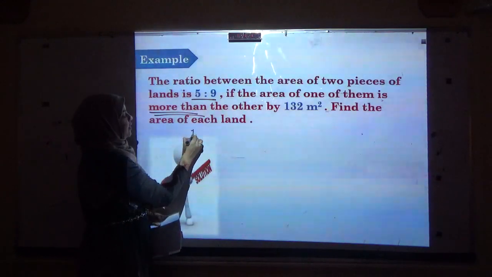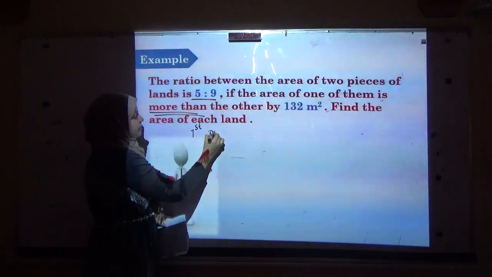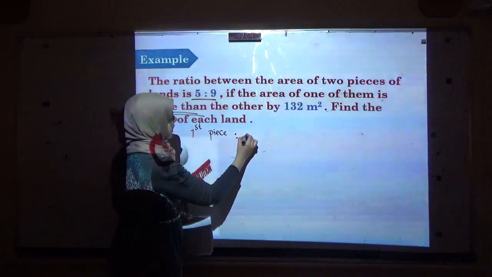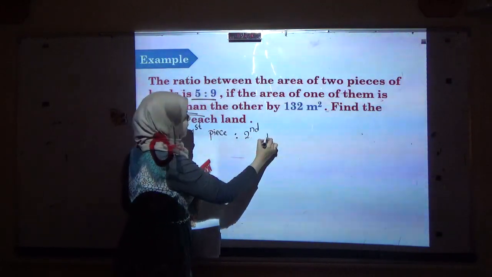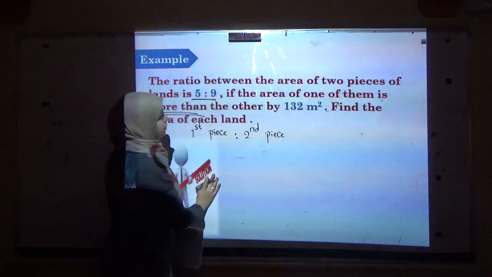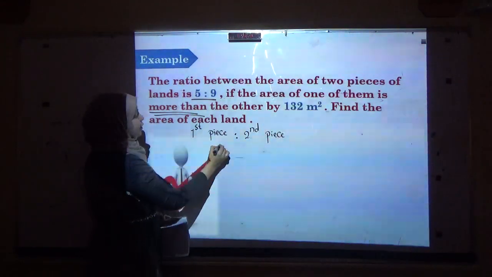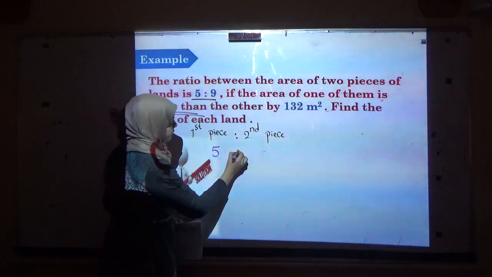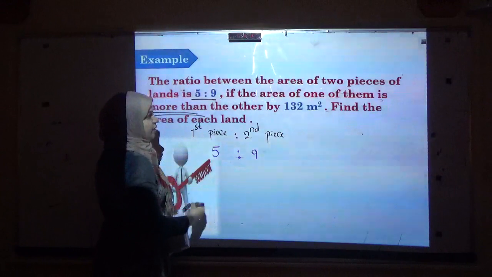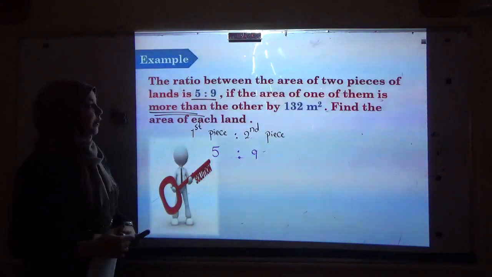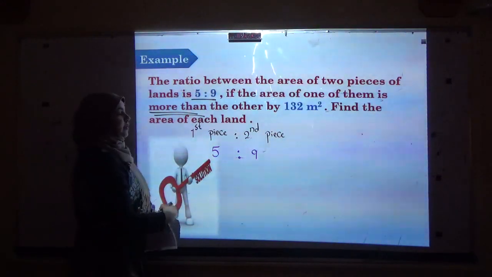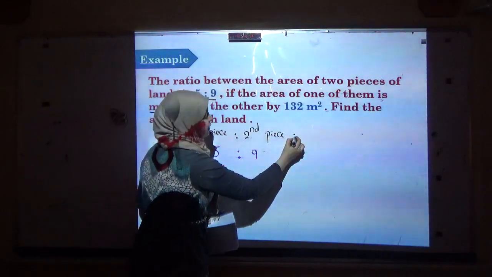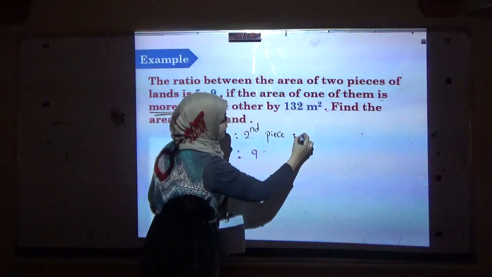So first piece to second piece, the ratio between them is 5 to 9. Okay? If the area of one of them is more than the other, and "more than" is the keyword of difference, so we need to add the difference.